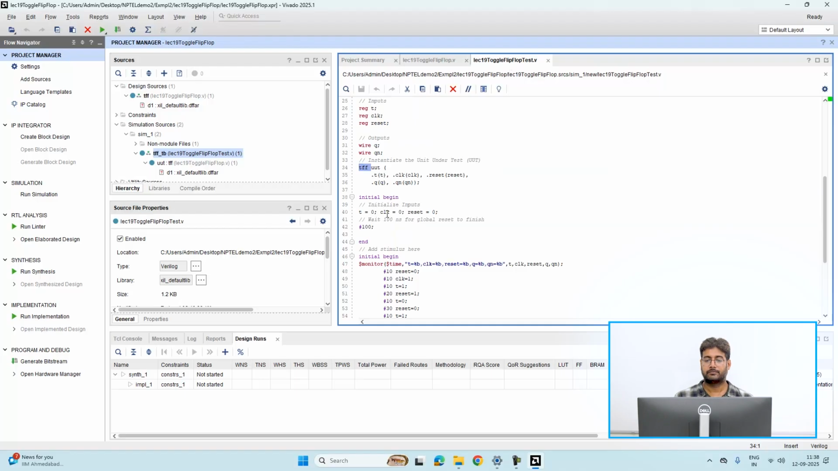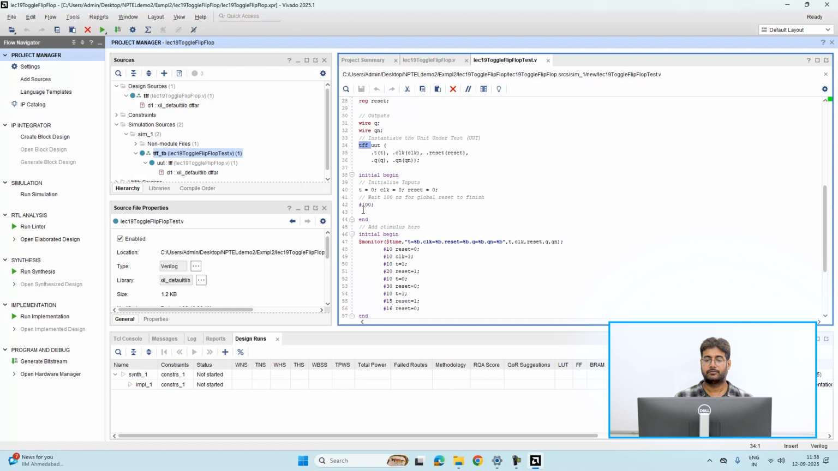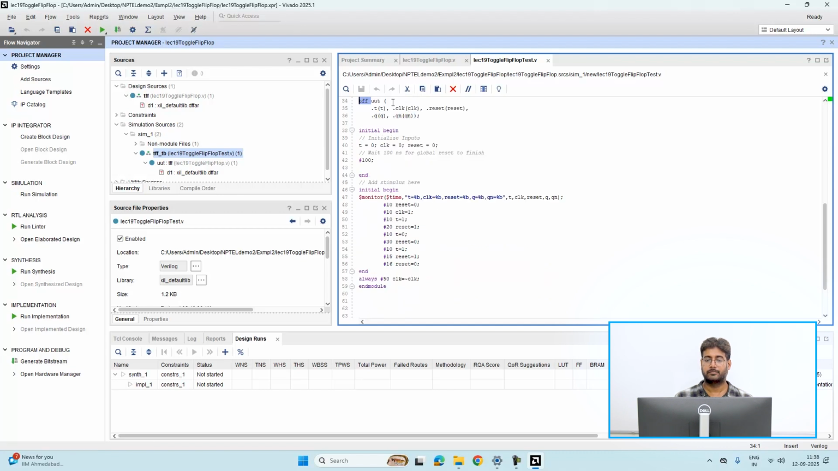Then initial begin, we will initialize inputs T equal to 0, clock 0, reset 0. We will wait for 100 nanosecond for global reset to finish. The begin-end block is closed. Then we will add stimulus here again with an initial command because we have to monitor it from the beginning, from simulation time equal to 0. So monitor time and all the variables that we are going to monitor would be listed here.